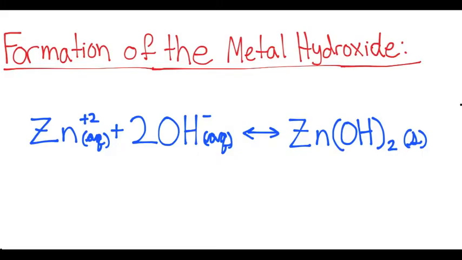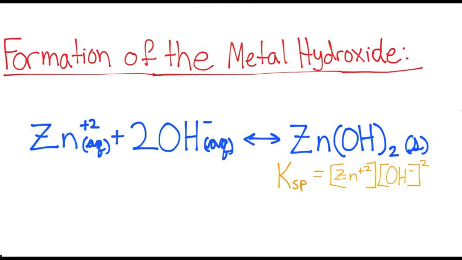To begin this experiment, we first need to obtain our metal hydroxide. To do this, we will combine sodium hydroxide and zinc nitrate. The balanced net ionic equation for this reaction is shown here. By looking at it, we can see that the reaction produces a precipitate, zinc hydroxide. In this reaction, the sodium ions and the nitrate ions are spectators, and they do not participate in the reaction.